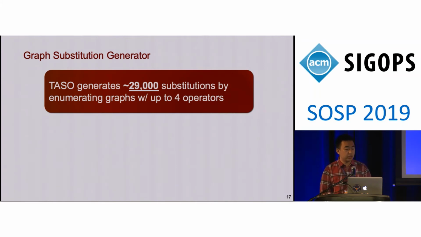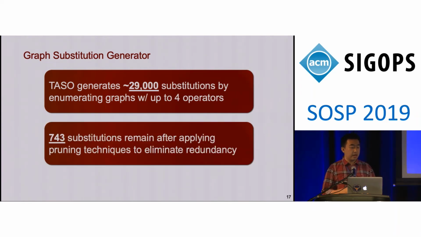And in our evaluation, TASO generates around 29,000 different substitutions by enumerating graphs with up to 4 operators. And 743 substitutions remain after applying a sequence of pruning techniques to eliminate redundant substitutions. So the details of the pruning techniques are available in our paper.